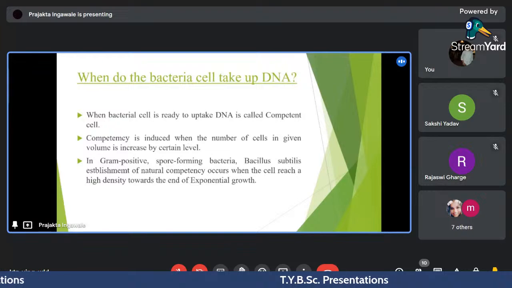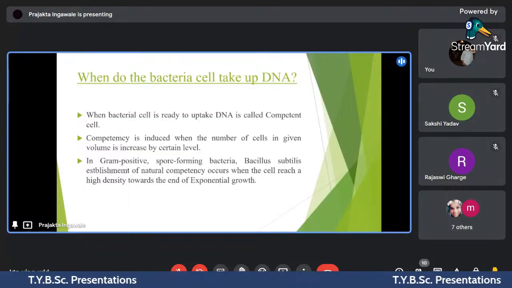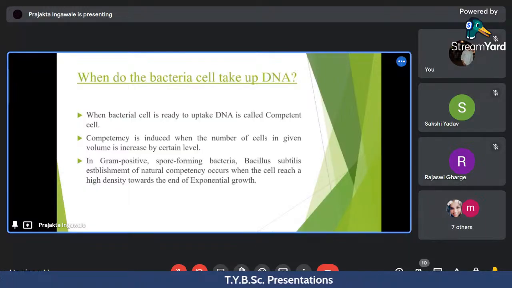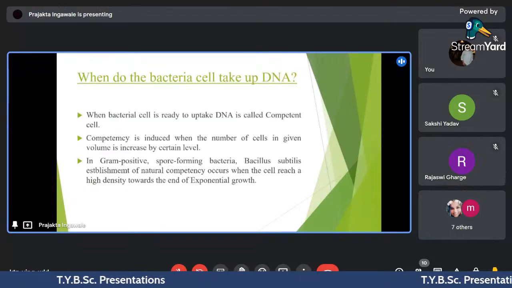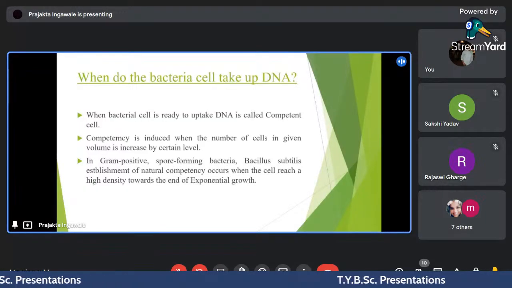So what is meant by competent? A competent cell means a cell which is ready to take up foreign DNA. Competency is induced when the number of cells in a given volume increases to a certain level. In gram-positive spore-forming bacteria such as Bacillus subtilis, natural competency is established when the cell reaches high density towards the end of exponential growth.